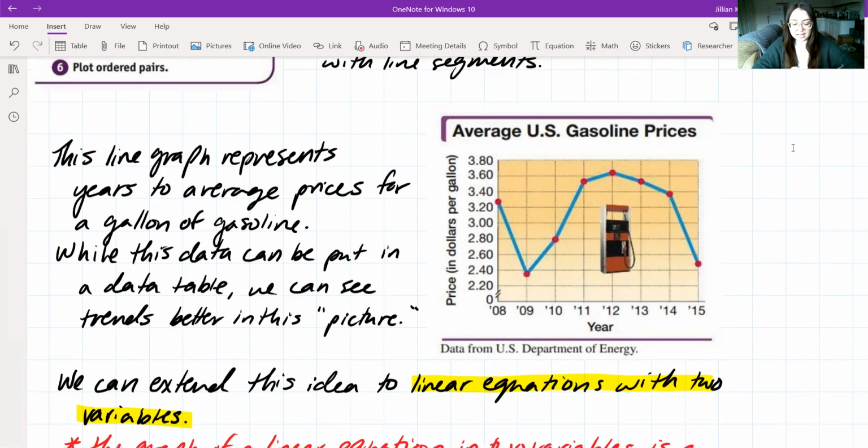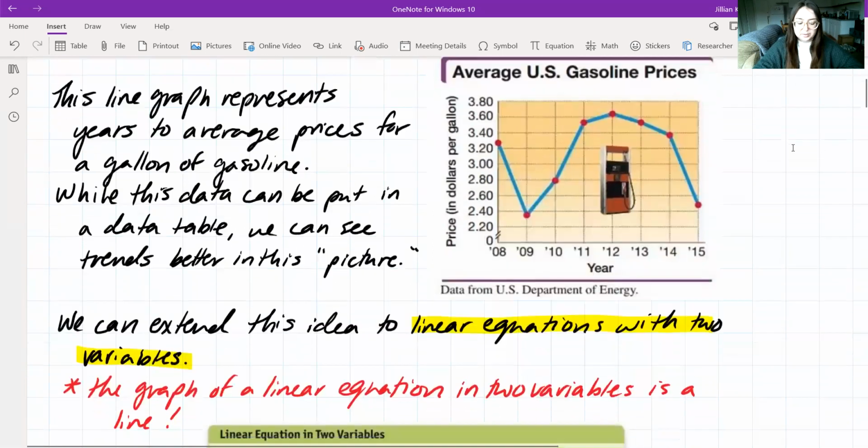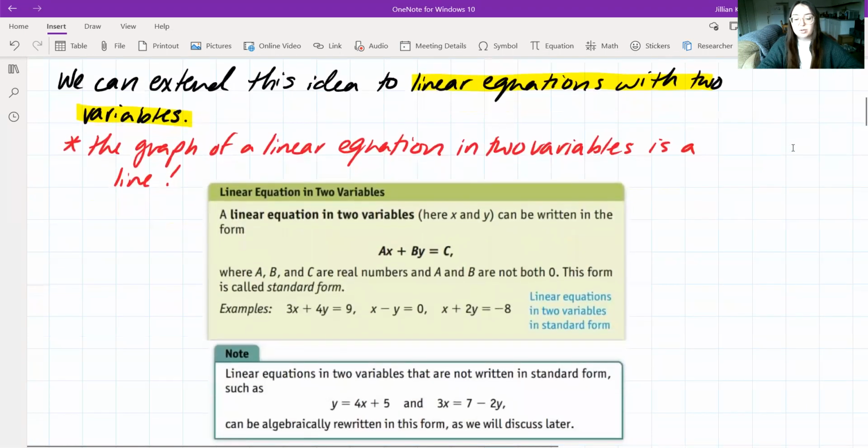So we can extend this idea to linear equations with 2 variables. We've only been dealing with linear equations that have 1 variable, but now we're trying to work out linear equations that have 2 variables instead. The graph of a linear equation in 2 variables is going to be a line. Most often we'll see equations set up with variables of x and y, and when we do, these equations will represent a line.